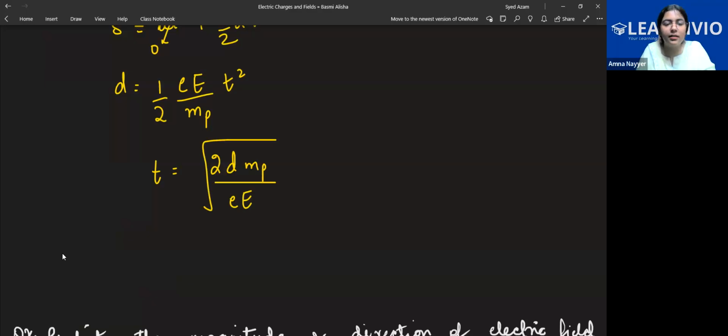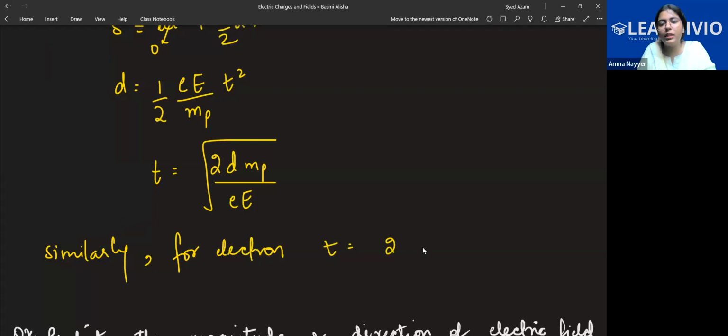Similarly, for electron, t will be equal to under root of 2 d me divided by eE. This you will write the steps by yourself. Answer will be this only.